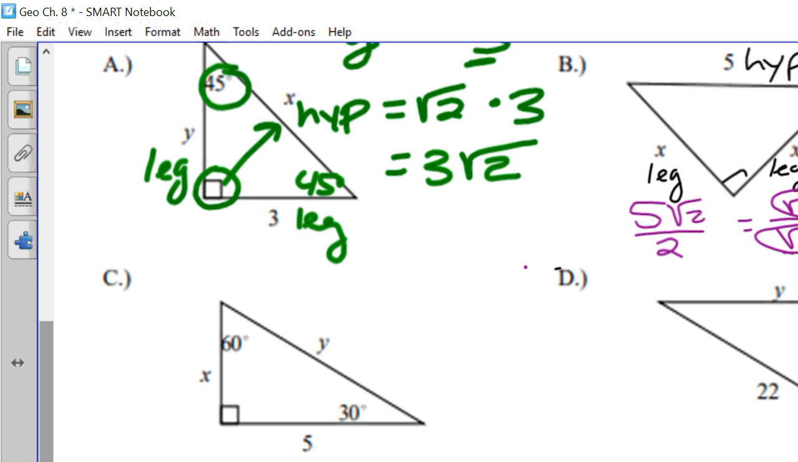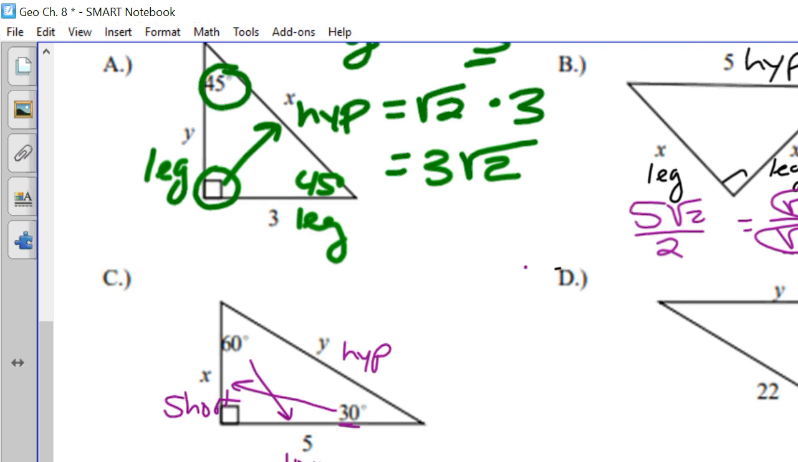30, 60, 90. The short leg is always across from the little angle. So if you're looking for the short leg, it is across from the small angle because the angle opens up as much as the leg allows it to. So the more your angle opens, the longer your leg. The less your angle opens, the shorter your leg. So your short leg is always going to be across from your smallest angle. Your long leg is across from the middle one, and your hypotenuse is always across from the 90 degrees.